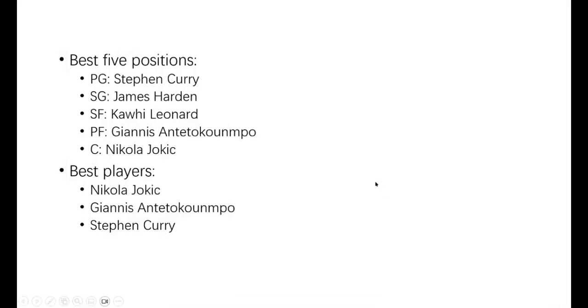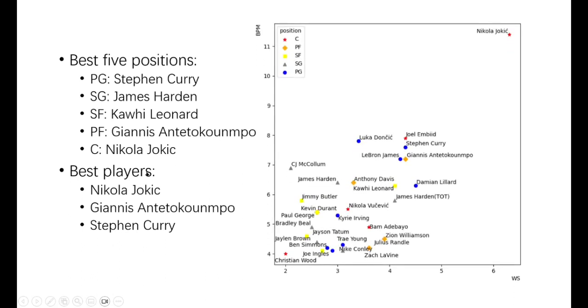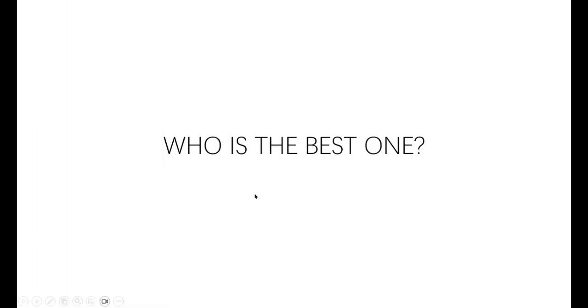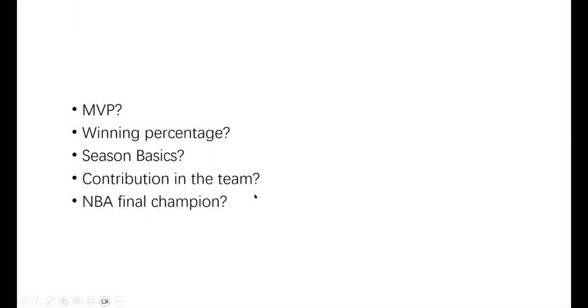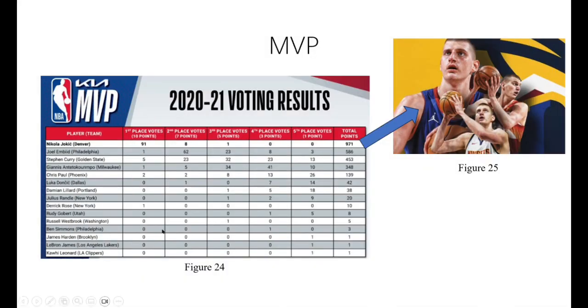Ultimately, we identify the best player for each position. I will continue to exclude some players. For example, Harden, lacking a lead in any metric, is excluded, and so is Leonard. So who is the best among them? We'll collectively evaluate based on the season's honors and data, including MVP, win rate, season basic data, contribution ratio, and championships. This season's MVP went to Jokic, but others are still on the list.